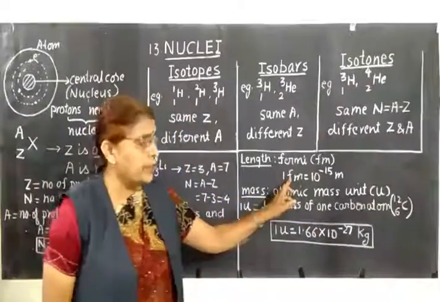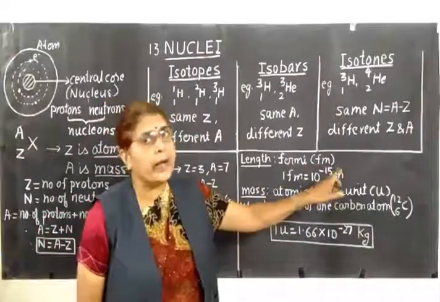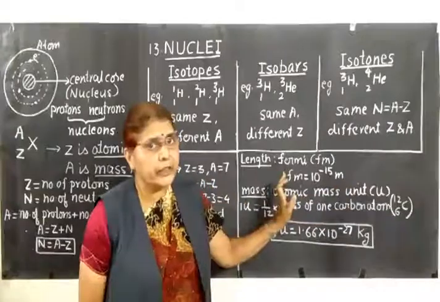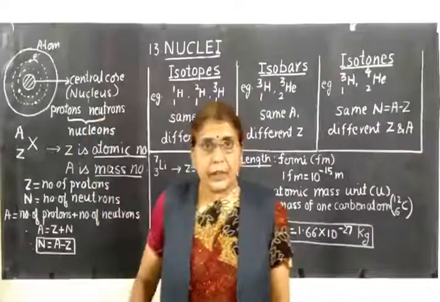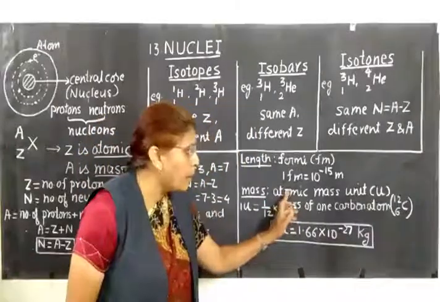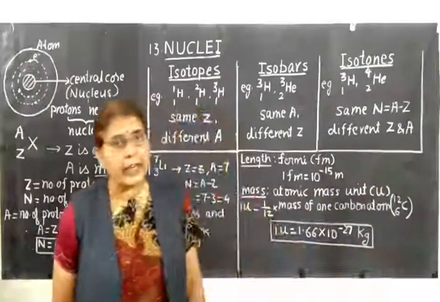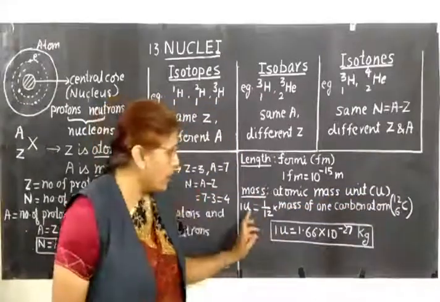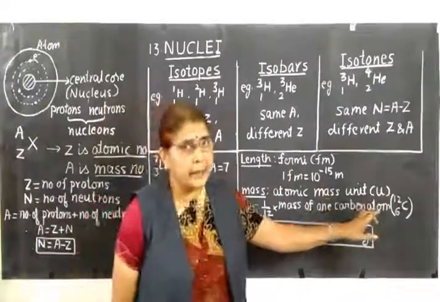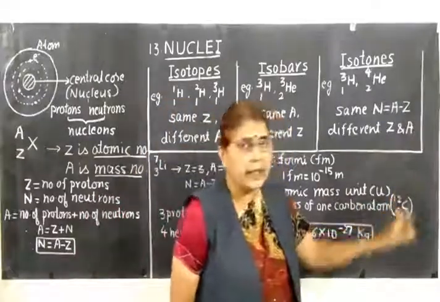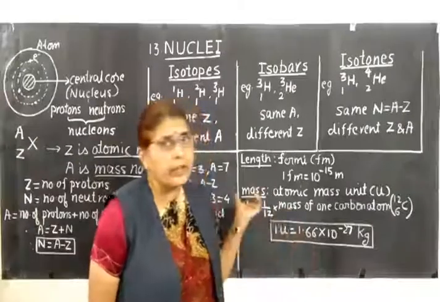So what is the relation between Fermi and meter? I have written it here. 1 Fermi is equals to 10 raised to minus 15 meters. So this is a smaller unit of length. Now to measure the masses of these atomic particles, we use a unit called as atomic mass unit and it is denoted as U. So how to define one atomic mass unit? One atomic mass unit, 1U, is 1 by 12th the mass of one carbon atom. Carbon atom is 6C12. You take the carbon atom, find out mass of one carbon atom, divide it by 12, you will get it as 1U.